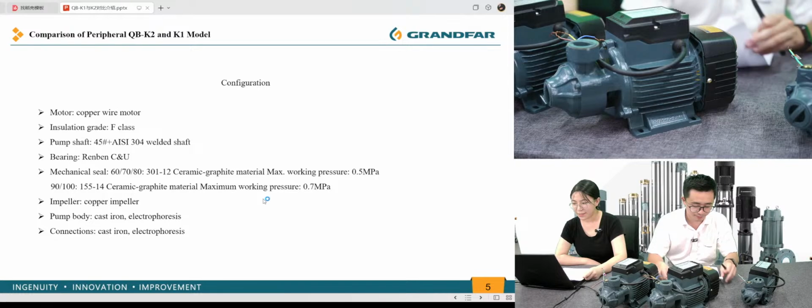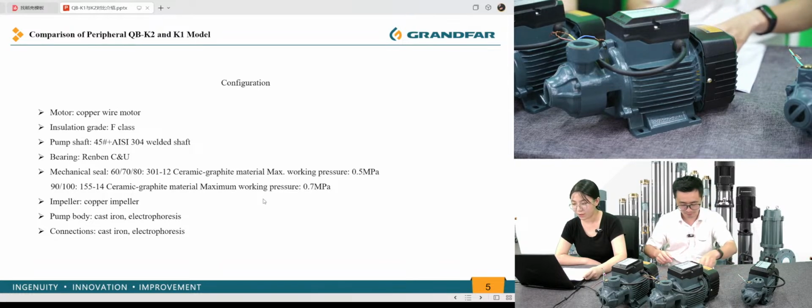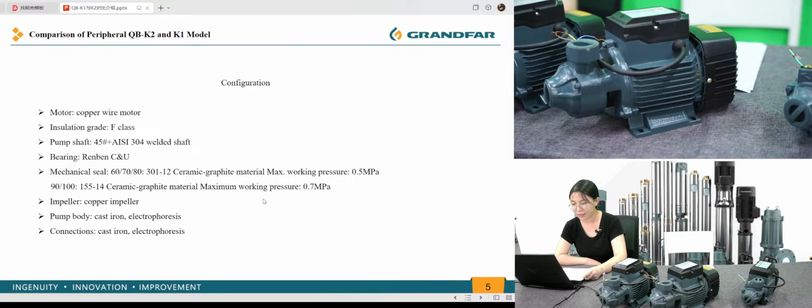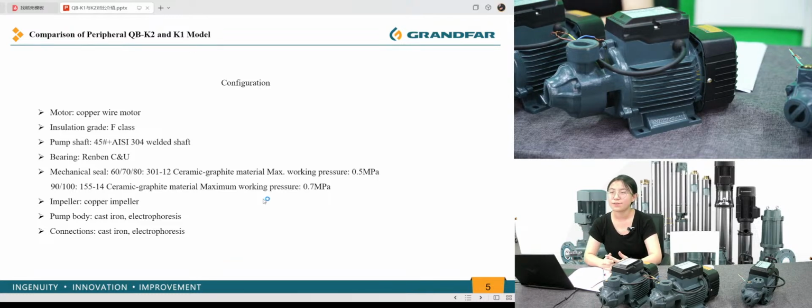Okay, now let's look at the specific configuration of the new product, roughly its key parts. Its motor uses a copper wire motor, like on the PPT. And first is the insulation grade. We adopted F-class insulation. And the third is the pump shaft. We used a new material for its shaft, and also the bearing. We also used the 人本 bearing in the pump.